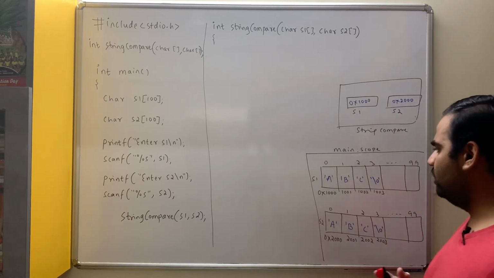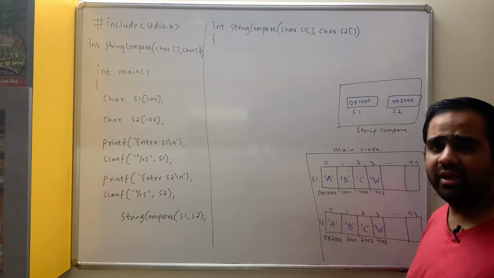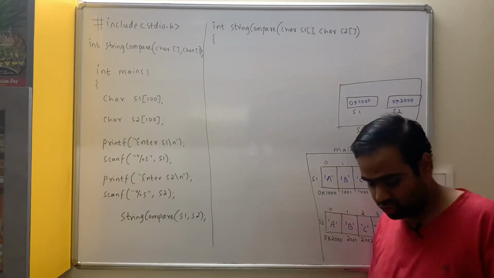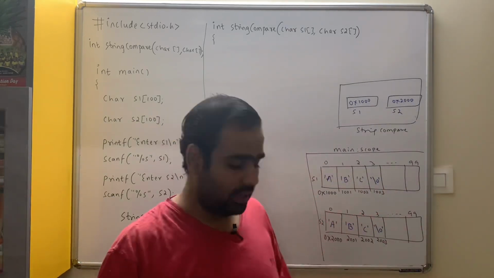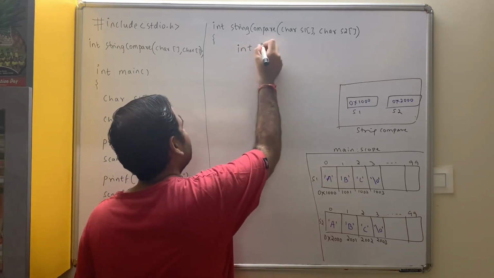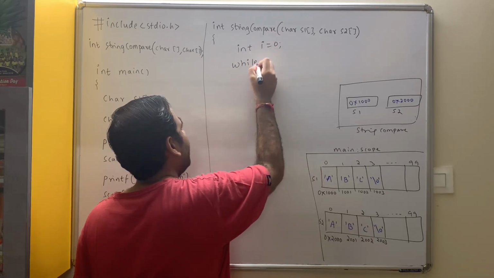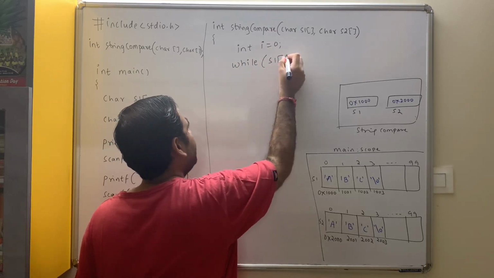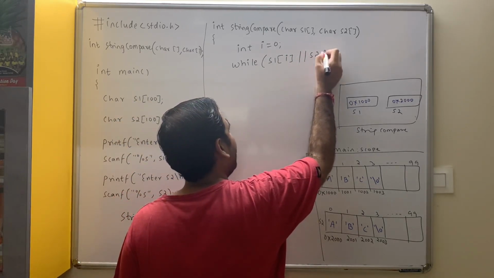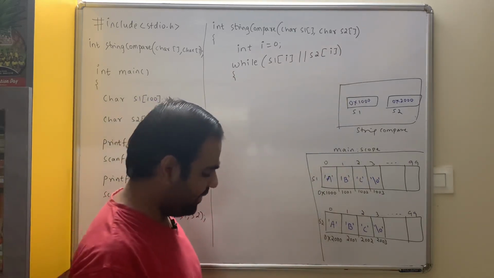Now what I need to do? I need to compare each character of S1 with the corresponding character of S2. And wherever there is a mismatch, I need to stop and return the appropriate value. Now, the index starts from 0, therefore I say int I equal 0. And what do I write? While S1 of I is not equal null character, or S2 of I is not equal null character, till it reaches the null character. Now the value of I is 0.